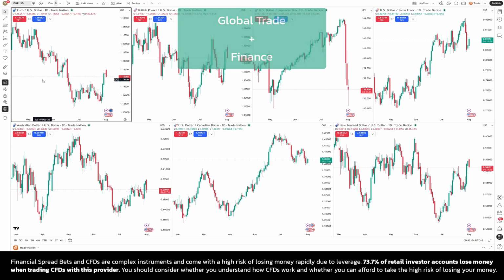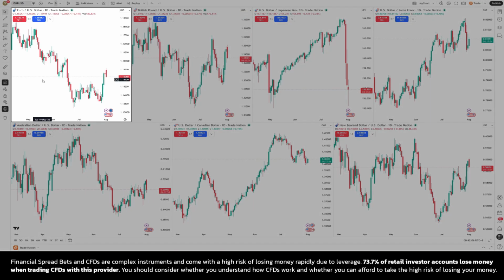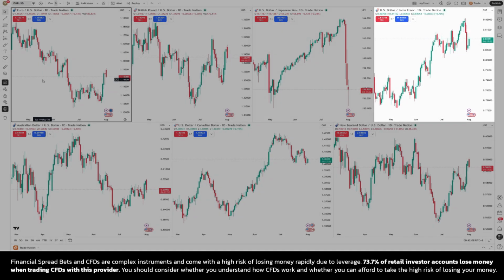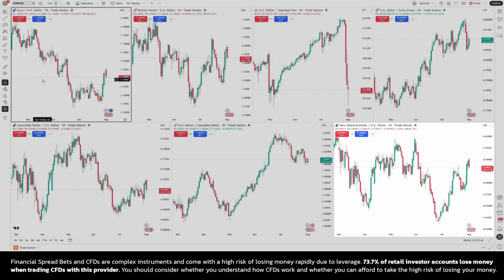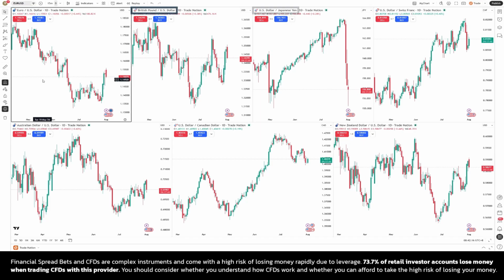trade and finance. The main major pairs are Euro dollar, Pound dollar, Dollar yen, Dollar Swiss franc, Aussie dollar, Dollar Canada, and Kiwi dollar. In trading platforms, you'll see them as EUR/USD, GBP/USD, USD/JPY, USD/CHF, AUD/USD, USD/CAD, and NZD/USD.